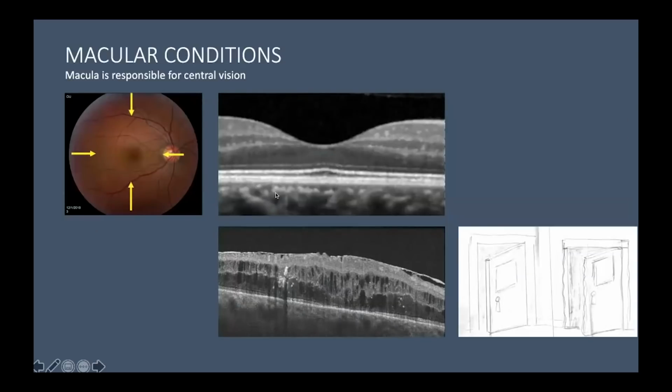So here I'm showing the macula again, this portion of the retina that we call the macula. This is a normal OCT, optical coherence tomography, looking at the cross section through the layers of the retina in the center where the fovea is. This depression is called the foveal depression. That's a normal finding at the thinnest area of the macula.